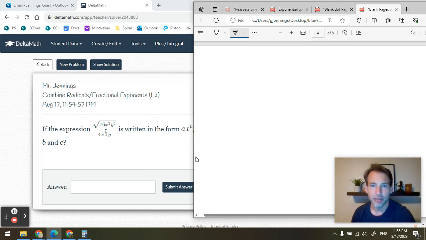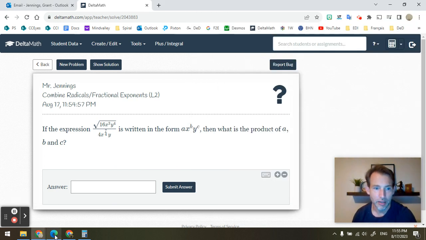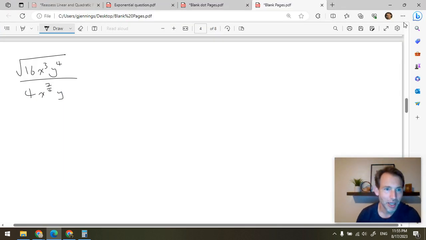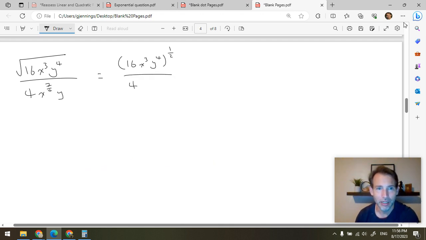So I'm going to copy it out. Once it's copied out, we can make our page big and we can go to exponential form. I'm not going to skip any steps. 16x to the 3, y to the 4, raised to the 1/2, all divided by 4, x to the 7 over 4, y.